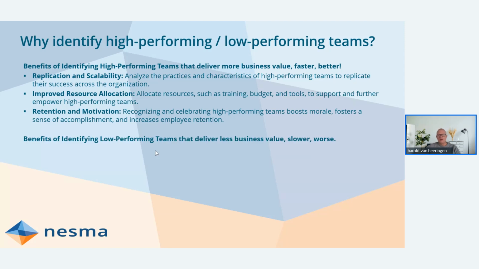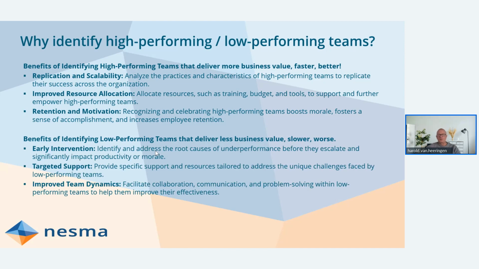But identifying the low performing teams is also a good practice. Not to punish them, of course, just to understand why there are issues in the team and try to improve it with early intervention, targeted support, improved team dynamics. Find the bottlenecks and try to improve those to make sure that everyone in the team will benefit from the better performance in the end.